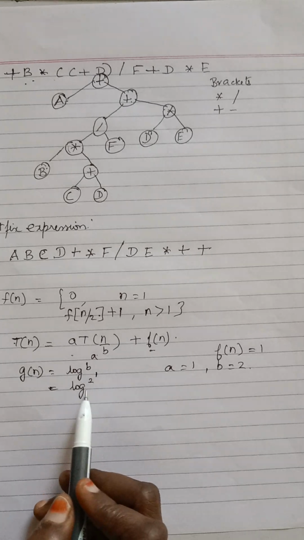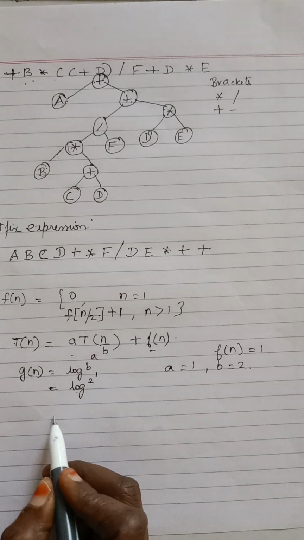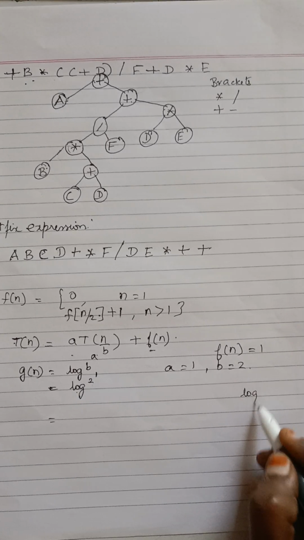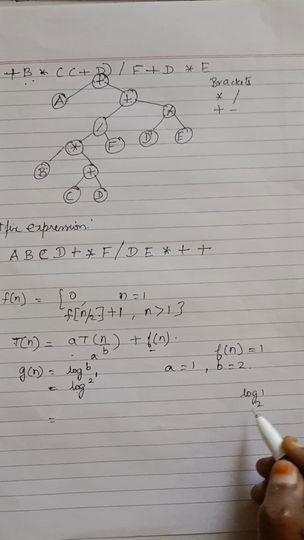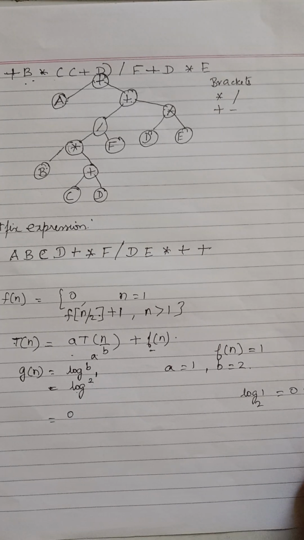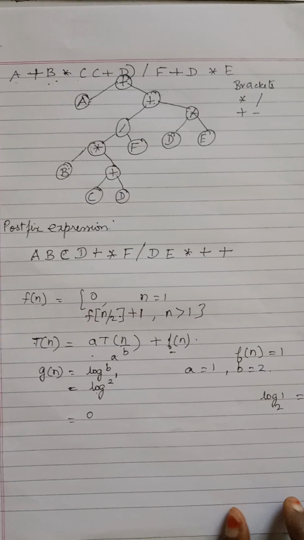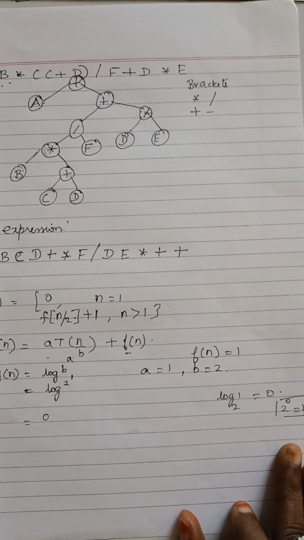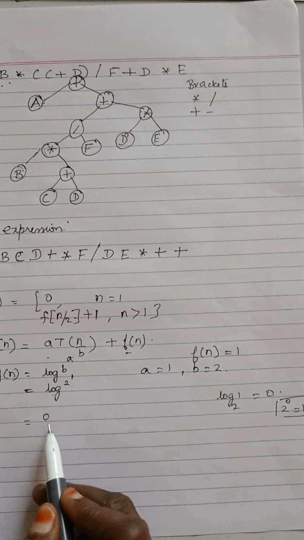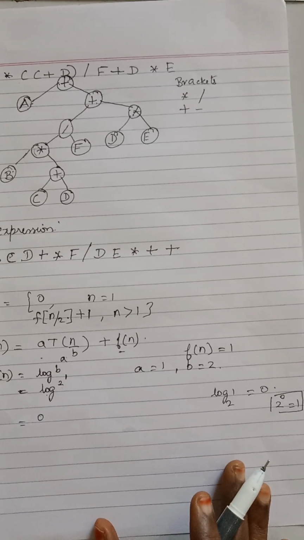So log 2 per 1. So log 1 is what? Log 1 base 2. What is the value of log 1 base 2? This is 0, because 2 power 0 is only 1. So the value of log 1 base 2 is 0. So g of n is 0.